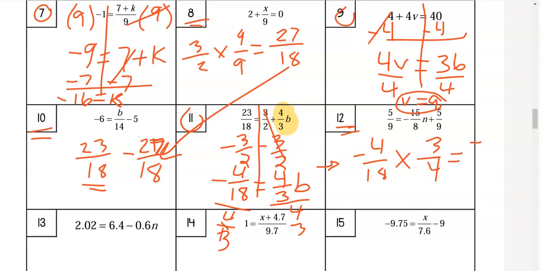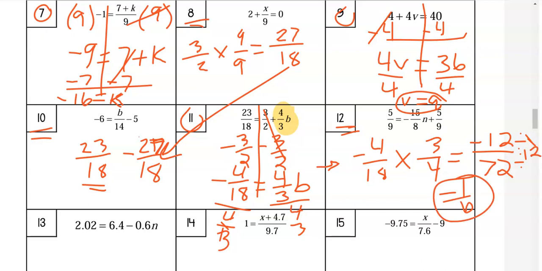Okay, negative 4 times 3 is negative 12. 18 times 4 is going to get me a larger number here, 72. So I have negative 12/72. The good news is that 72 is divisible by 12. So if I divide both the top and the bottom by 12, then I would get negative 1/6. And that is actually the answer for 11.